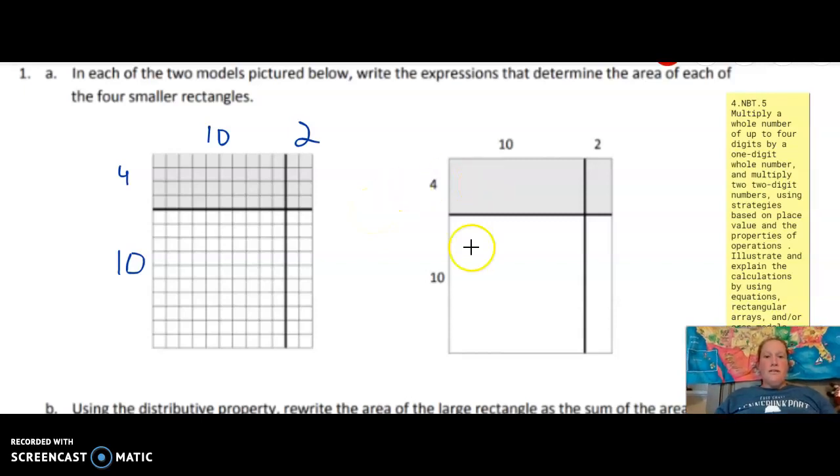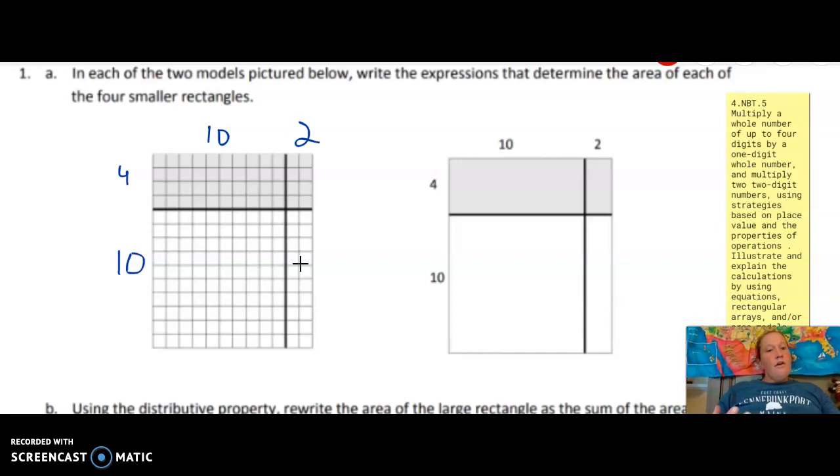The reason I showed this is such a different way than your parents probably used to multiply. Now they're showing us a visual, whereas we used to use the standard algorithm. So I wanted to show you a few ways to multiply. Let's read it.